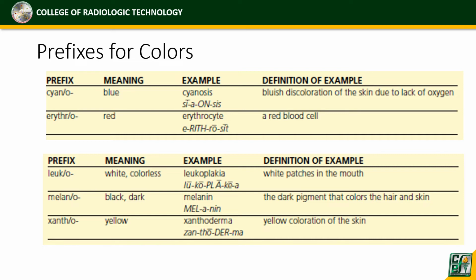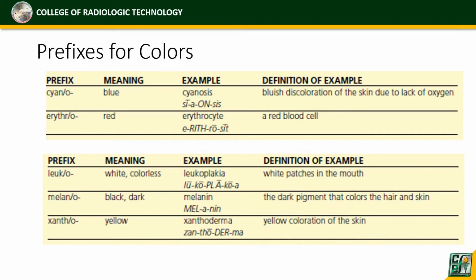Erythro, red. Next, we have the prefix leuco, which means white or colorless. Leukopenia or leukoplakia, which means white patches in the mouth. Leukoplakia. Leuko means white.